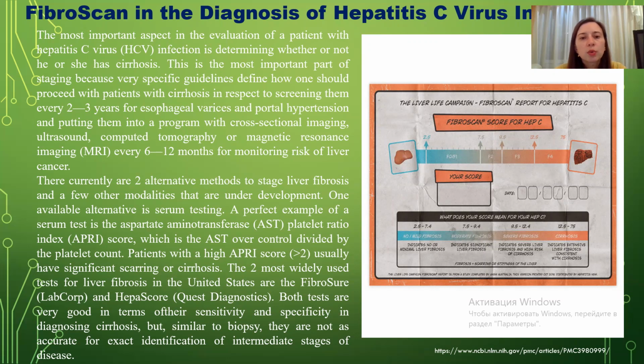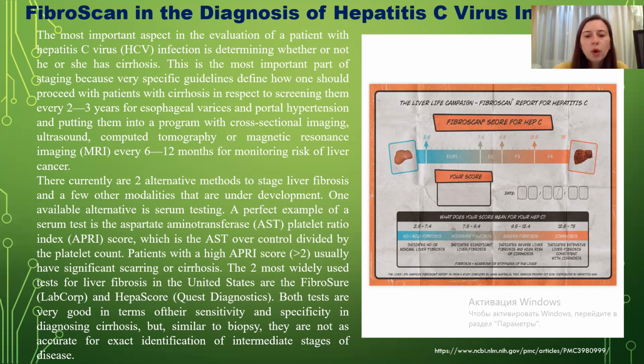with patients with cirrhosis, irrespective to screen them every 2-3 years for esophageal varices and portal hypertension, and putting them into a program with cross-sectional imaging, ultrasound, computed tomography, or magnetic resonance imaging every 6-12 months to monitor the risk of cancer.